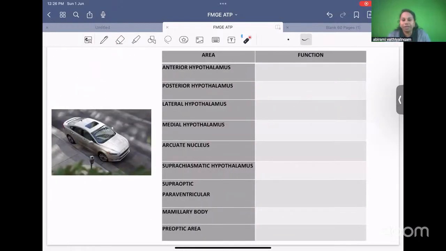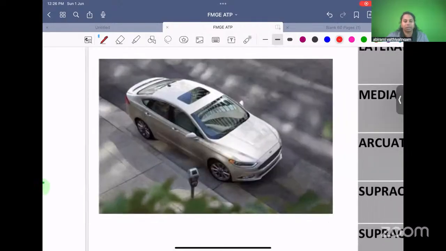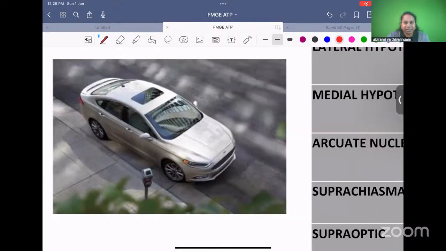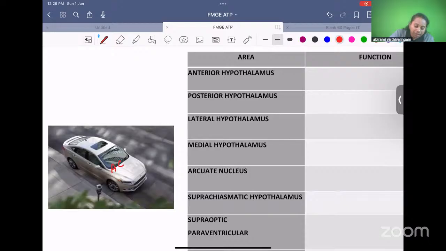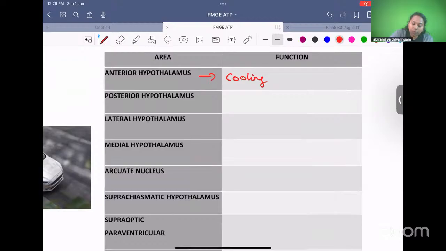Over to hypothalamus. Hypothalamus has different nuclei. Yes, somebody asked for the hunger nucleus. We'll discuss here. How did we learn this? Just imagine the hypothalamus like a car. What are all the different nuclei and their functions? Anteriorly in a car, you have the AC. AC gives you cooling. So anterior hypothalamus, what is the function? Cooling. How does it help you in cooling? Because you have the thirst centers here. By stimulating thirst, the anterior hypothalamus helps you in cooling.